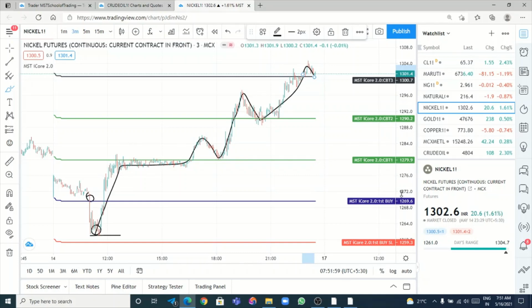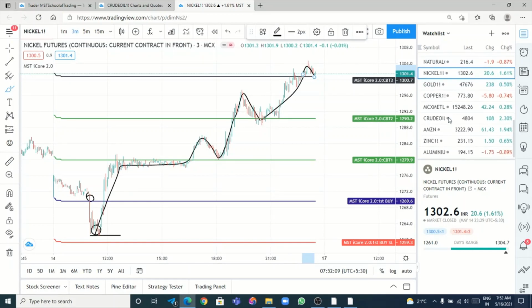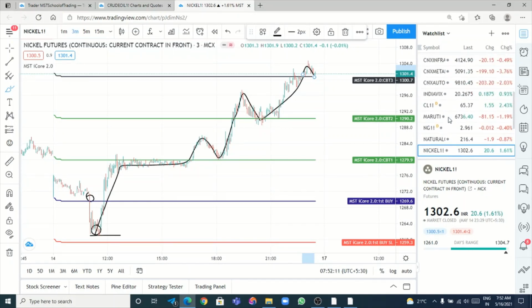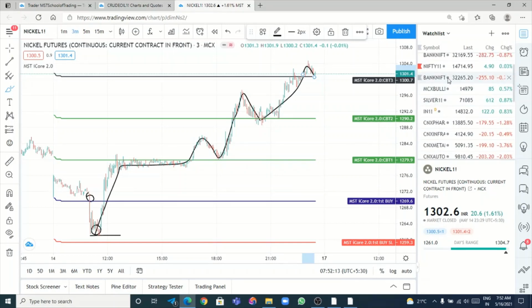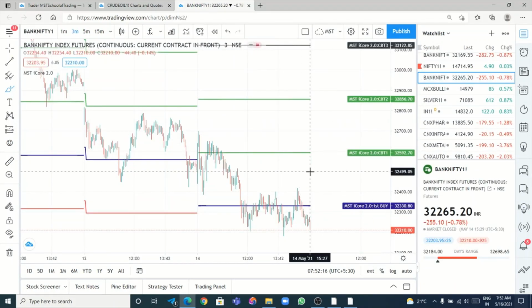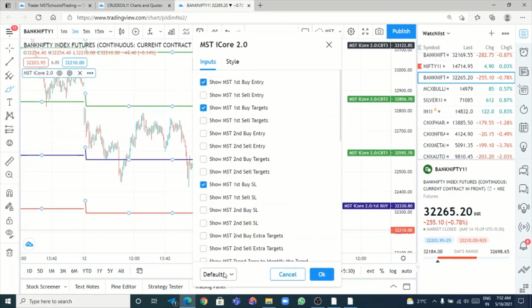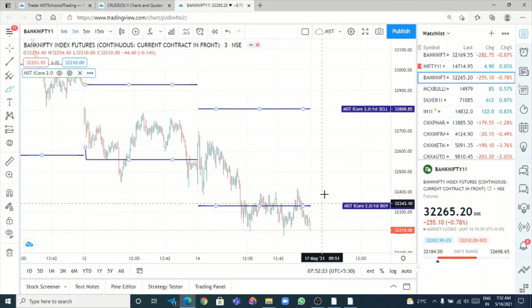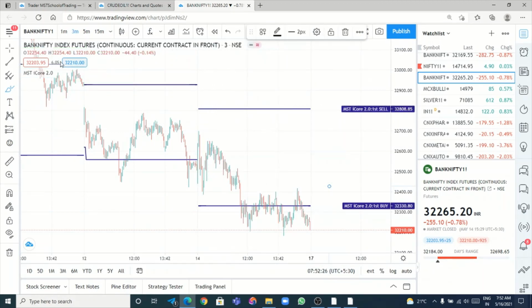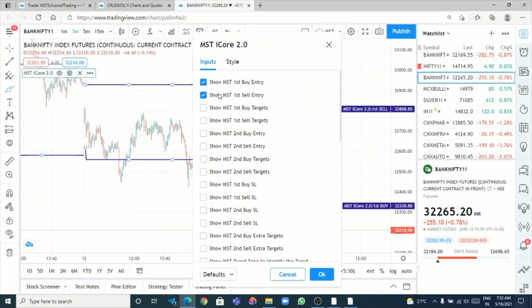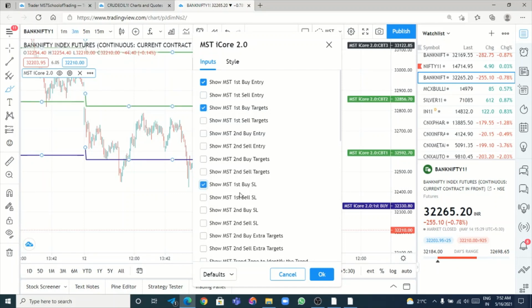So we have seen crude oil, Nifty, natural gas, copper, and nickel also. Bank Nifty also, if you want to see, you can see. This is Bank Nifty. So what happened? Either first buy activated or first sell activated, first we have to see. Now you can tell me: first sell not activated, first buy only activated. Now we have to enable the first buy targets and first buy SL.